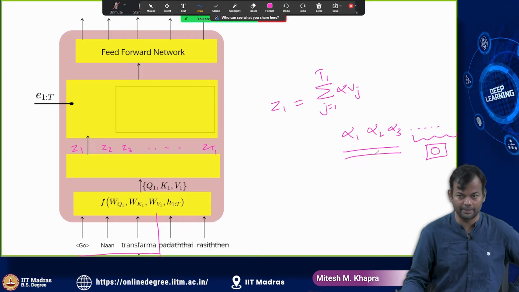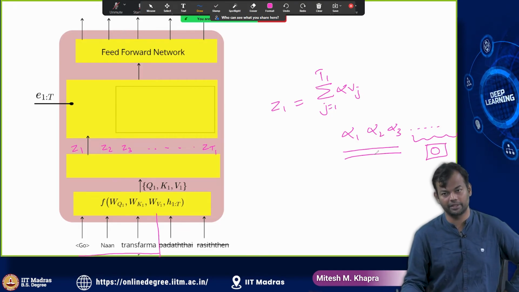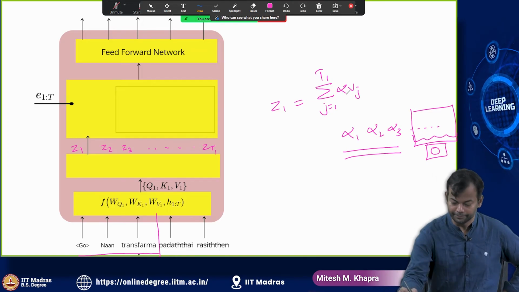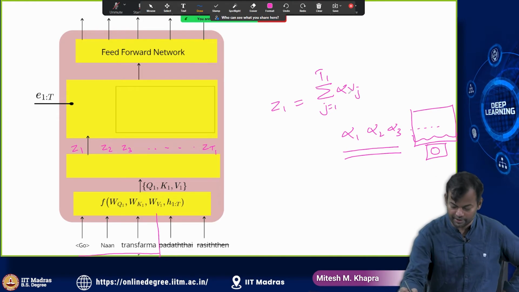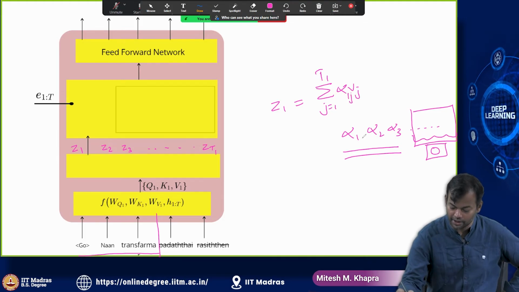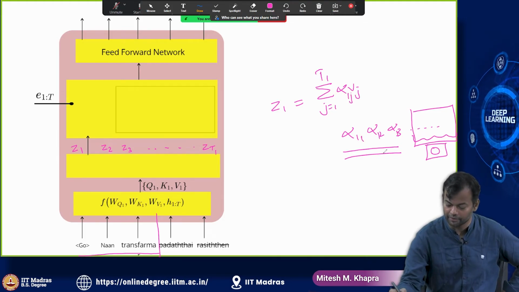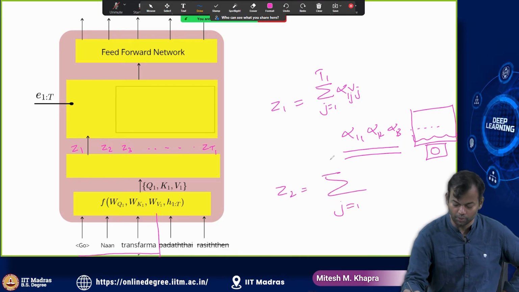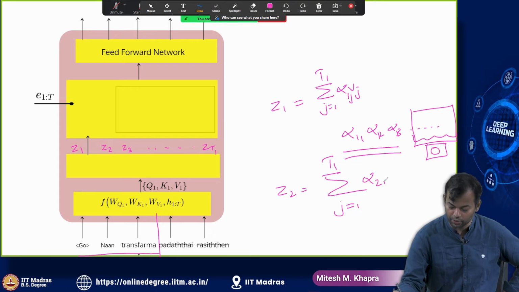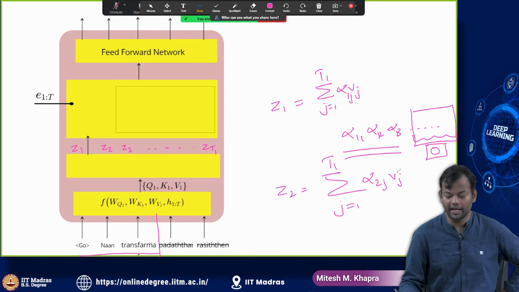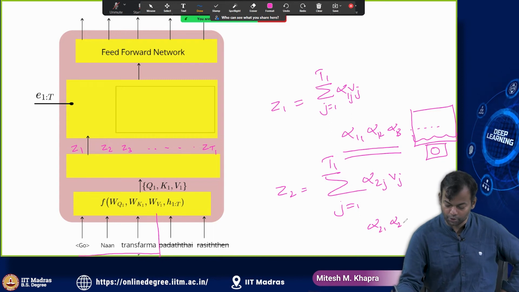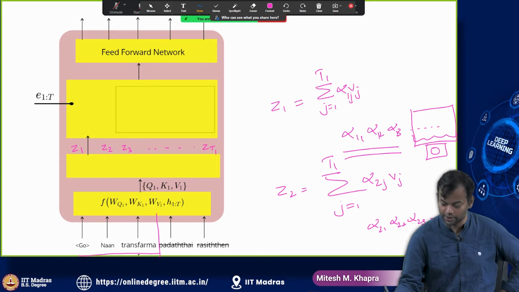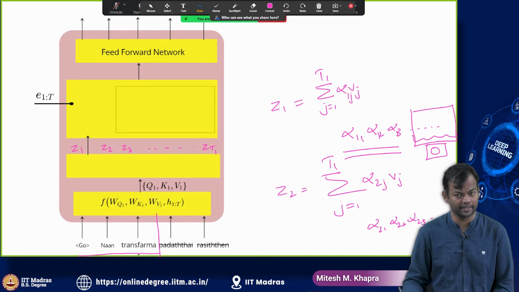But that is an internal detail. What you need to understand conceptually is that when you're computing a refined representation of Z1, you will set all the other alphas to 0. So this I should call alpha 1j: alpha 1 1, alpha 1 2, alpha 1 3. Similarly, when you're computing the refined representation for Z2, your equation would be alpha 2j into Vj, and alpha 21, alpha 22, alpha 23 is what you care about, and all the other alphas you will set to 0. That's all that masking does.